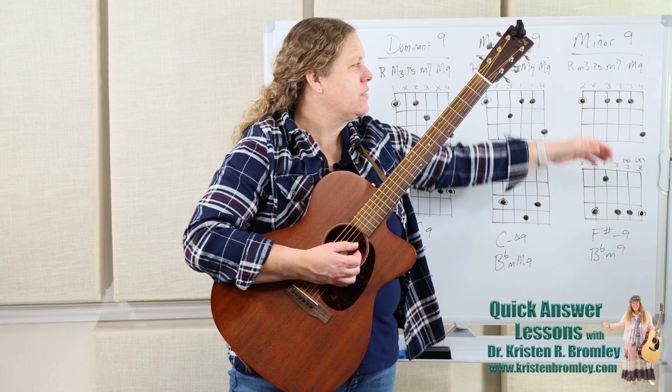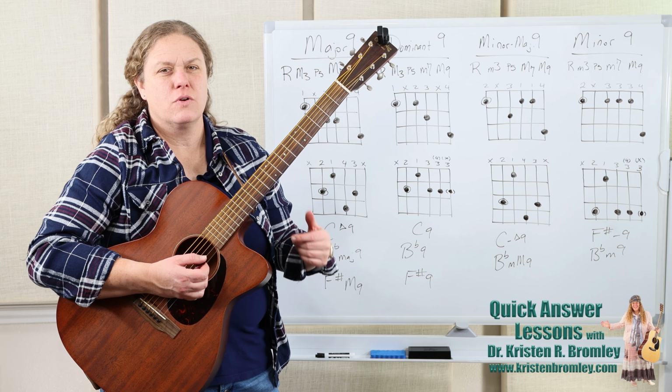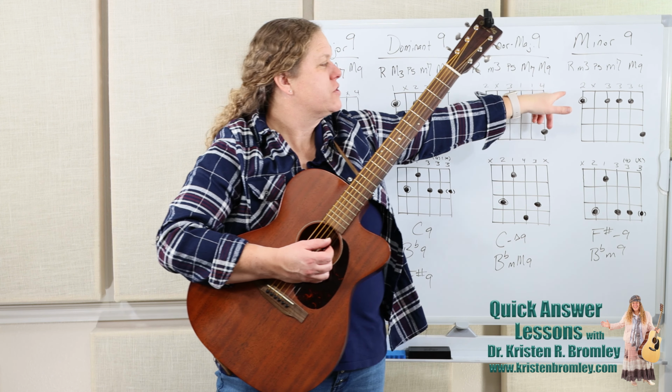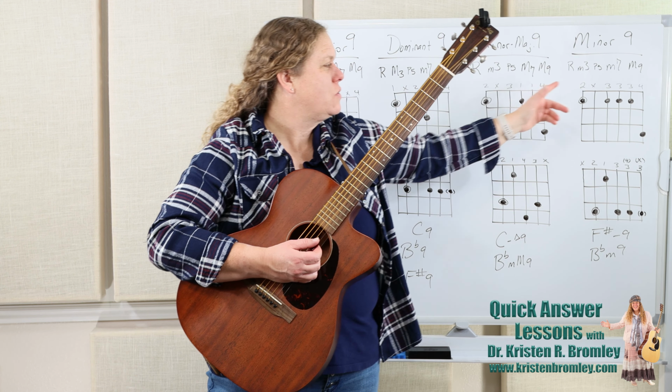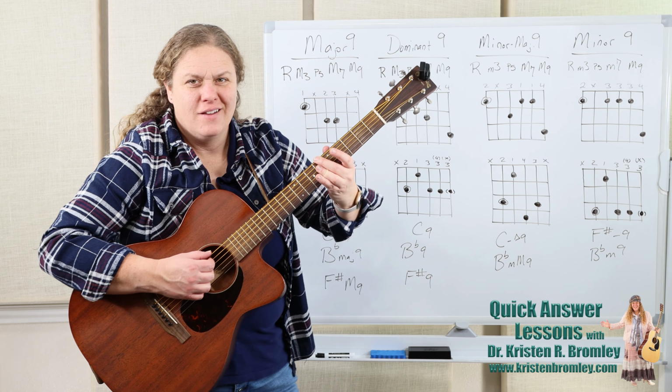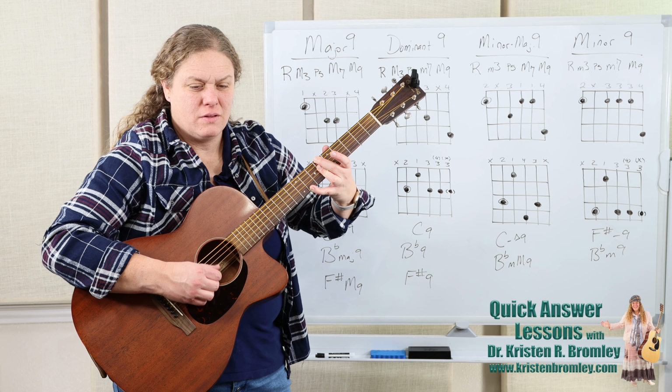This last one over here then is the minor 9th. So the minor chord with a minor 7th and the 9th added. Middle finger stays. The only difference between this chord and that is that we've got to flat that 7th, so it goes down 1 fret, and we get a minor 9th chord.